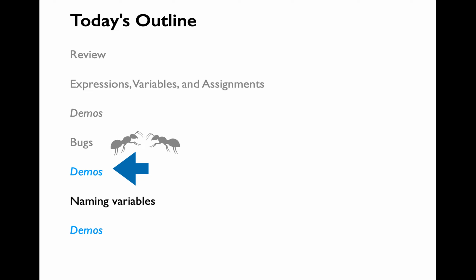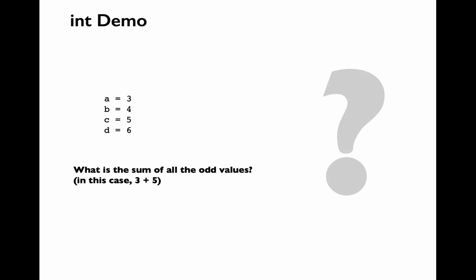Next, I'm going to go through a couple of demo problems. Let me give you an outline of problem number 1. We have 4 different variables here, which are a, b, c, and d. All 4 of those variables contain integer values. The question here is asking, what is the sum of all the odd values? The simplest answer for this question would be to say that sum is equal to a plus c here, correct?